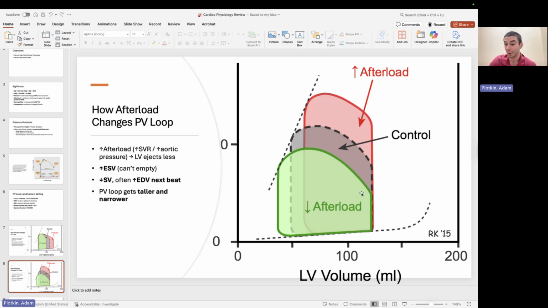And then you think about low afterload. In this case, we don't have to build up that pressure as much, and then we can shoot out a lot, because the left ventricular pressure will stay higher than my systemic vascular resistance for longer, and we can have a much larger stroke volume in these patients. So I wrote it here: increase afterload, the left ventricle ejects less. The end systolic volume stays higher. Boom, here is my end systolic volume. It's higher, there's more blood left in the left ventricle at the end of systole than there should be. The stroke volume decreases, and then often there's an increase in diastolic volume on the next beat.